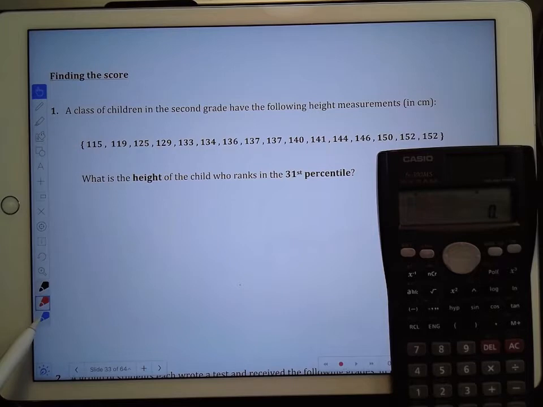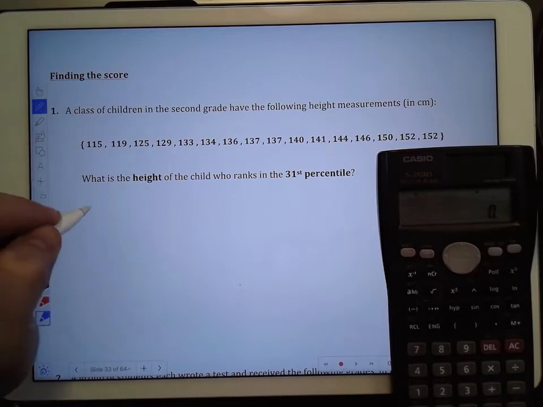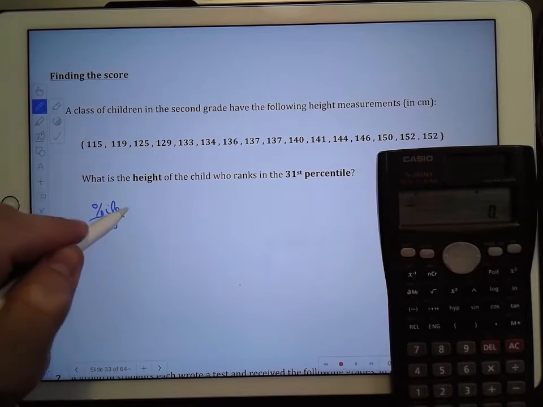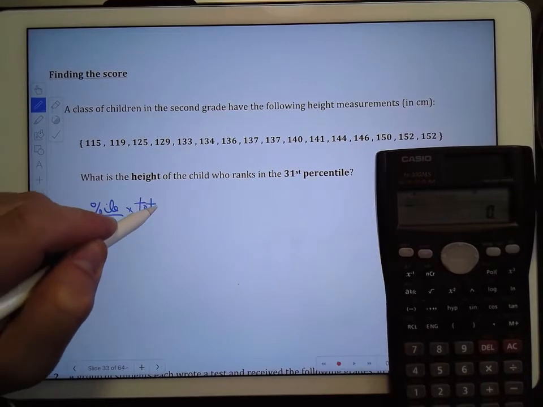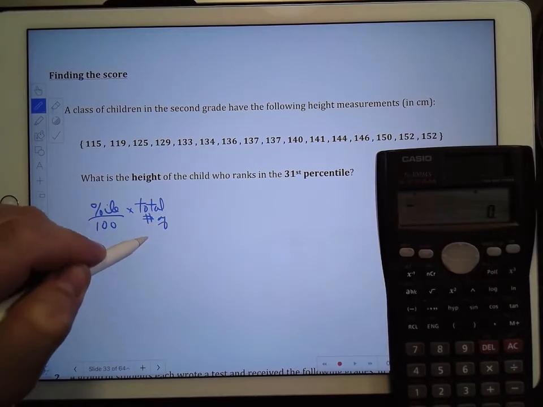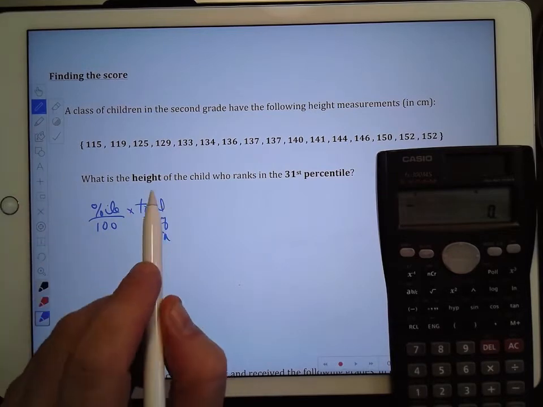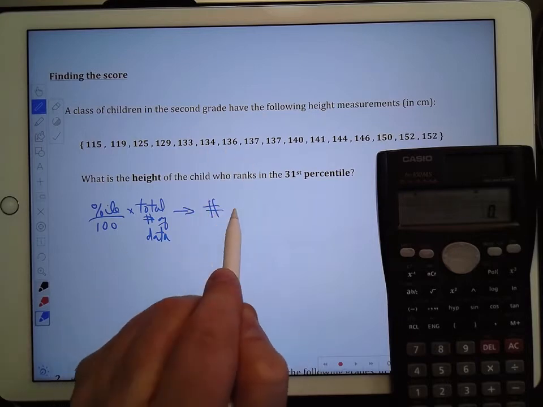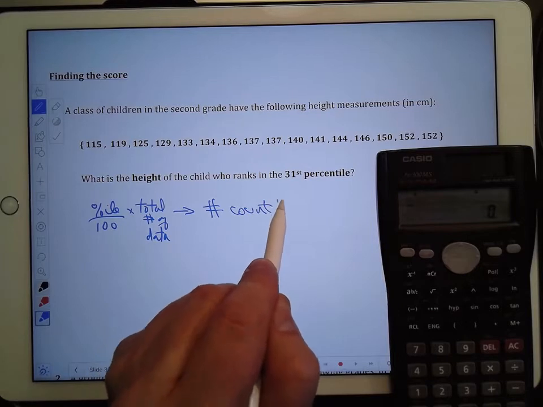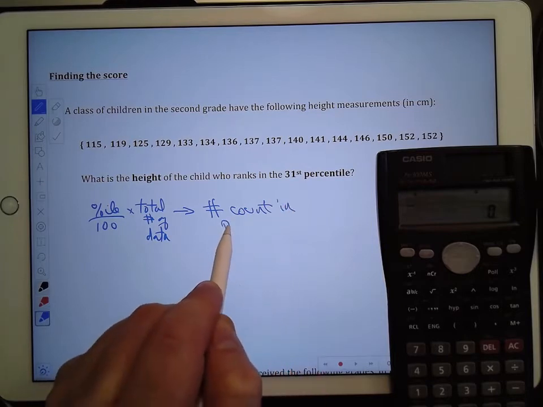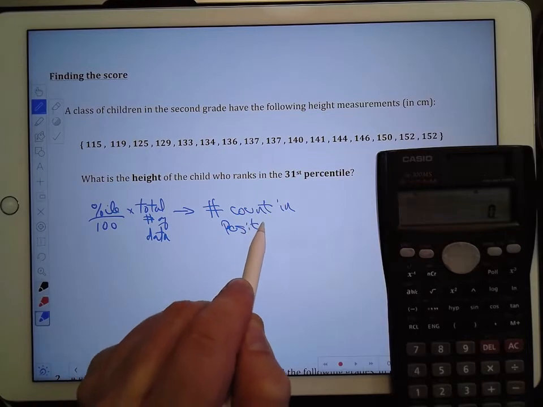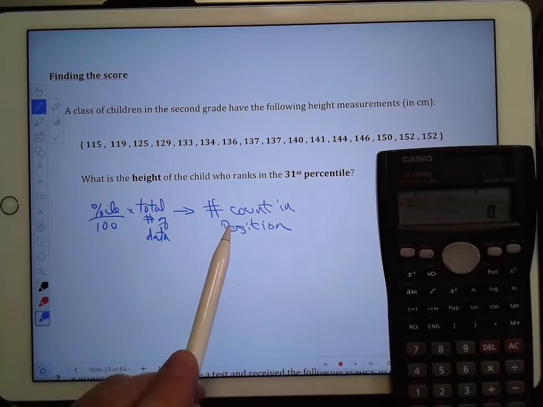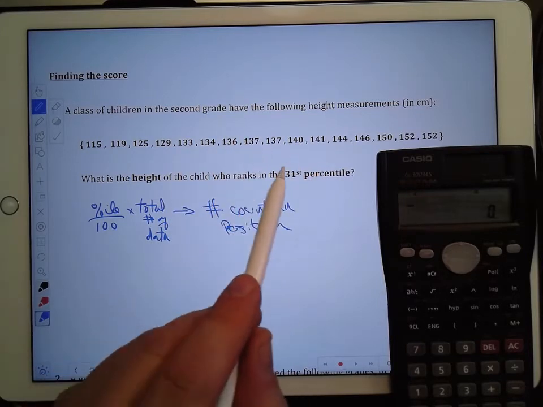And the way it's always going to work is the following. We're going to take that percentile, we're going to divide it by 100. We're going to times that by the total number of data, which is going to give us a number. And we're going to use that number to count in and find the position. Okay, it's key to remember that that number you calculate will be the position of the number in the data, not the answer itself, and I'll clarify that when I do the calculation for you right now.